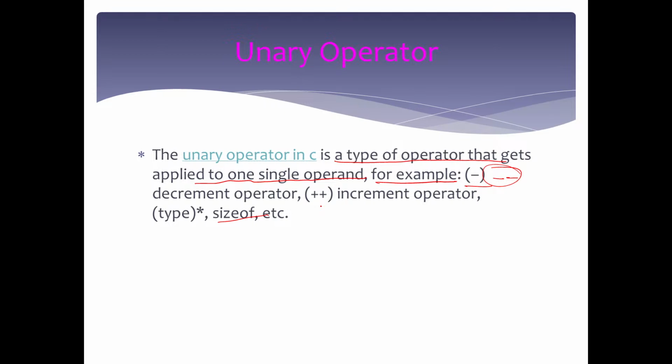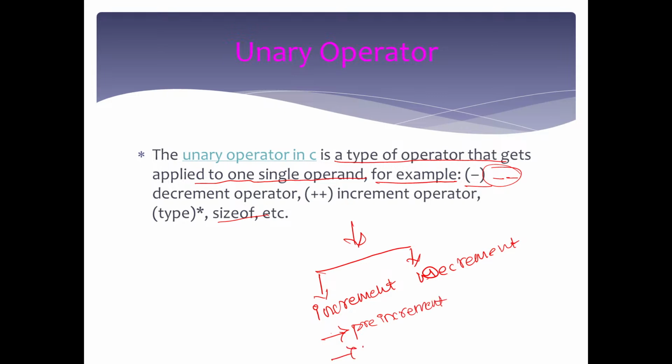Unary operators are broadly categorized into 2: increment and decrement. The increment is categorized into 2, that is pre-increment and post-increment. When we come to the decrement, it is also categorized into 2.